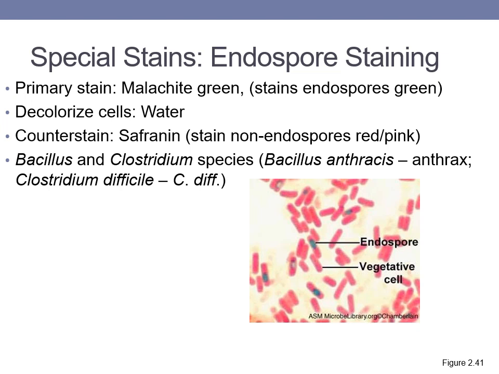This stain is important for identification of clinically significant organisms like Bacillus species, for example Bacillus anthracis. This organism causes anthrax, as well as Clostridium species that cause C. diff, which is an infection commonly acquired in hospitals.